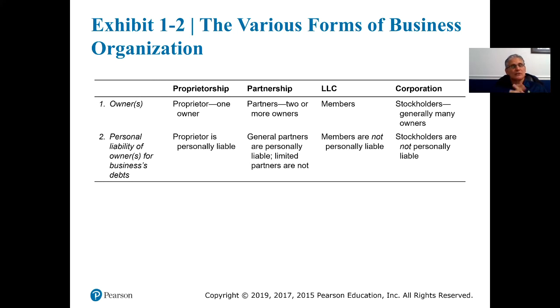So number two, the second thing we're going to look at is personal liability. Well, we've already kind of mentioned a little bit about it, but we'll review it again. So when you're a proprietorship, you are personally liable for everything that occurs with that business.